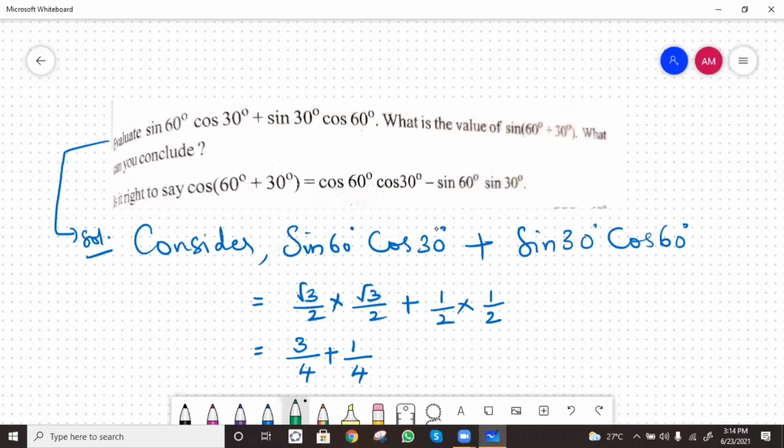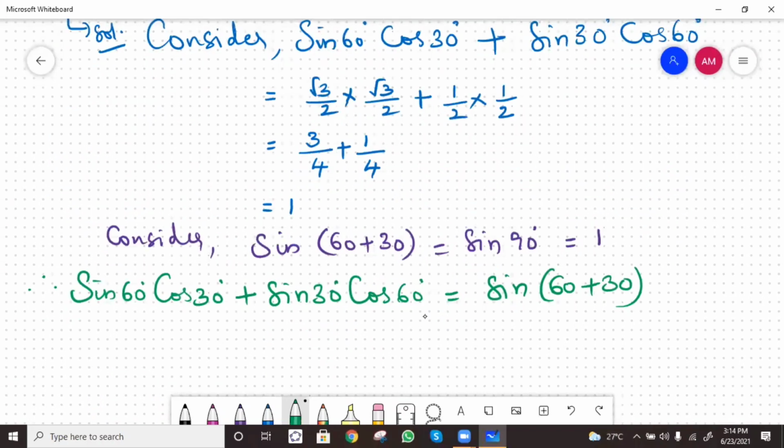Clear? But many of the students are simply following the equation. They are writing both left-hand side and right-hand side. That's a blunder mistake. Here they are not saying they are equal. They ask us to check whether they are equal or not. Is my question clear to you? Yes, ma'am.